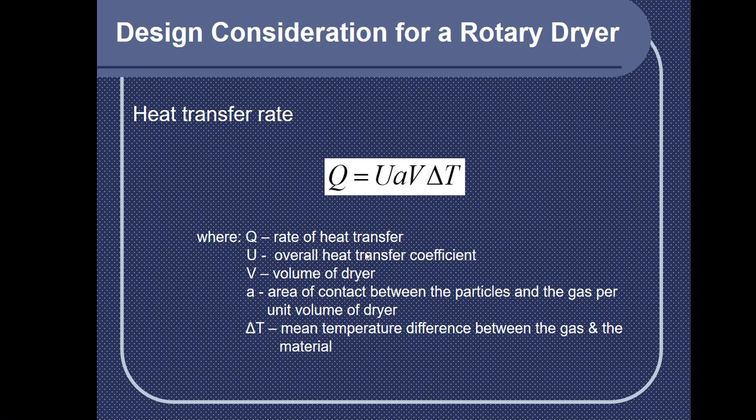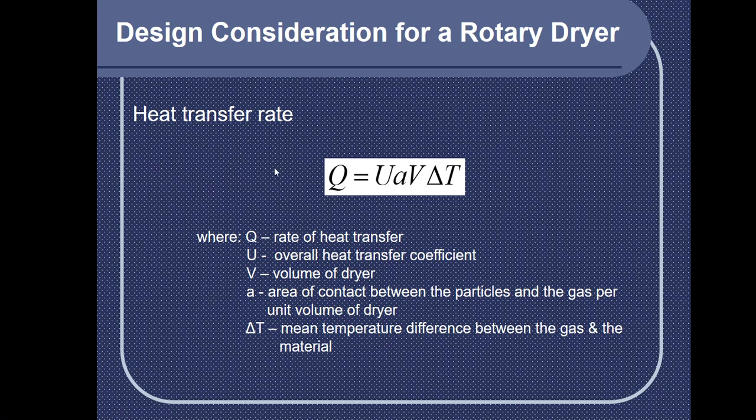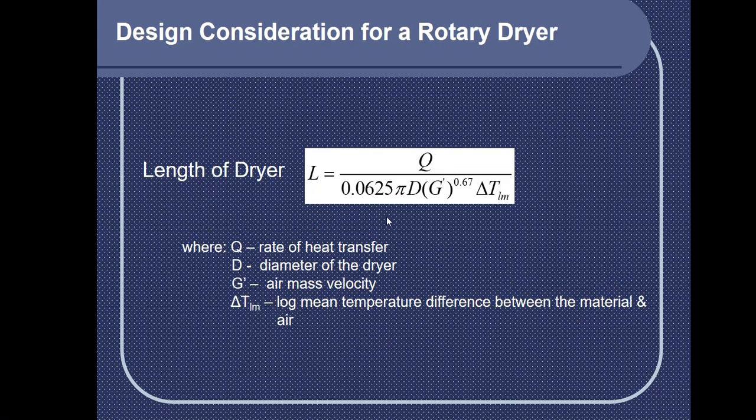and it will be multiplied by the volume of the dryer, because the gas that is used in drying the material is assumed to have a volume equal to the dryer volume also. Now the ΔT is the mean temperature difference between the gas and the material. This is the heat transfer area. As to the length, this is the length of a particular rotary dryer.